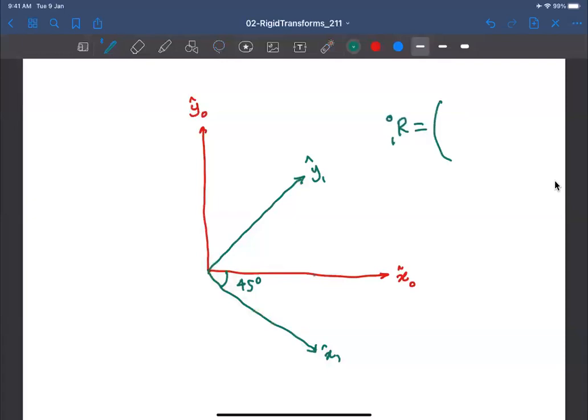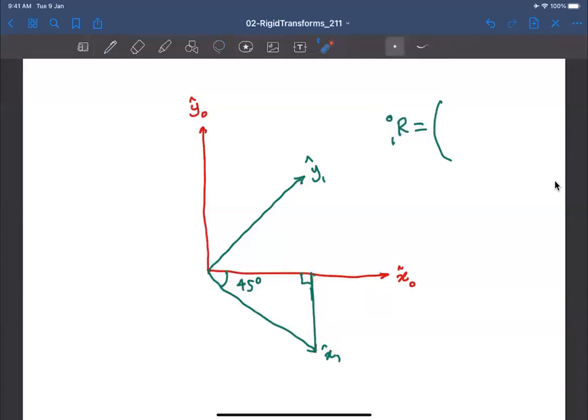So I will draw a perpendicular line here to x0. All right, and then we have our triangle here. Okay, our right angle triangle, and we can apply basically the rules of right triangles. Trigonometry basically. So what we need is the two components of x1, once onto x0 and another time onto y0.